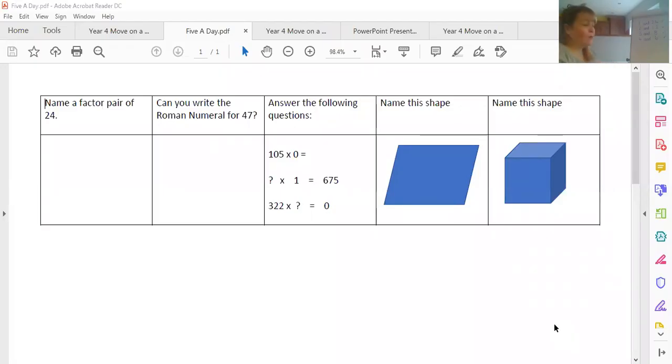Now, question 2 was, you can see it now, can you write the Roman numeral for 47? So we did that this week as well. I'm just going to write the other questions down on the board as well. And then that way we can go through 2 questions at once. So I'm going to stop sharing my screen.